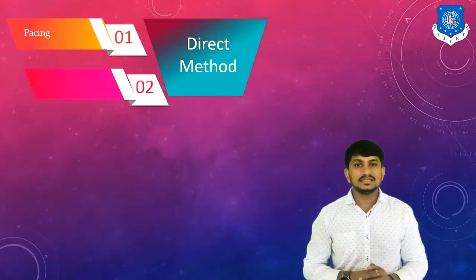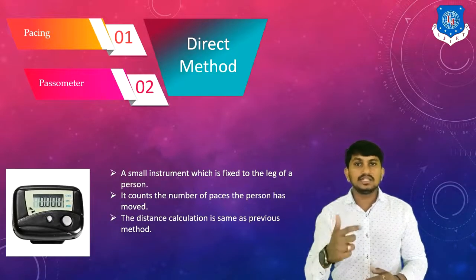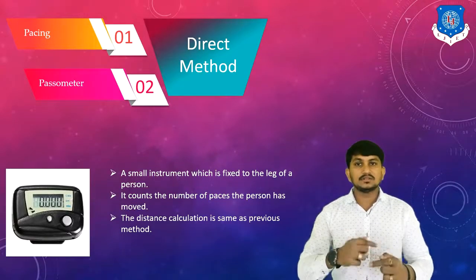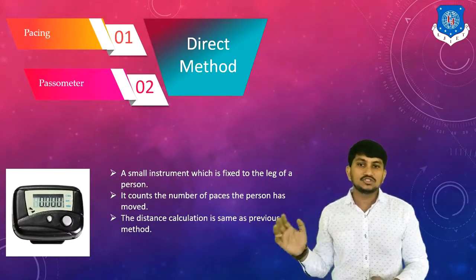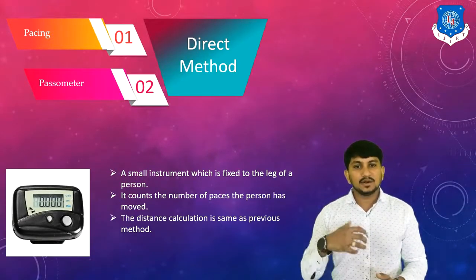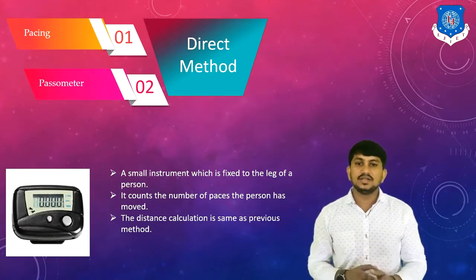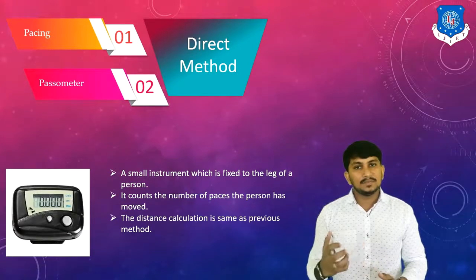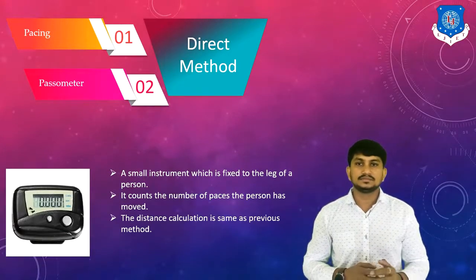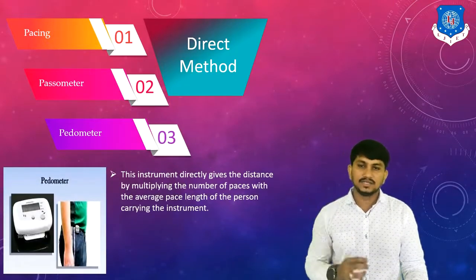Next method is paceometer. In pacing, we have to count the number of paces, while in paceometer, the number of paces is automatically counted by this instrument, which is fixed on the leg of the person, and it counts the number of paces of the person while moving. And the distance calculation is carried out by multiplying the number of paces into the average pace length of the person.